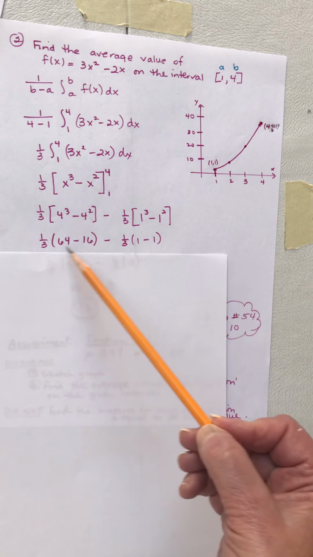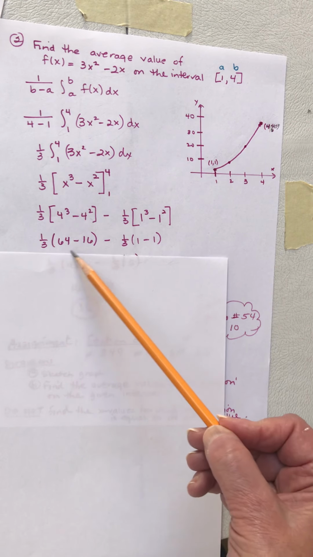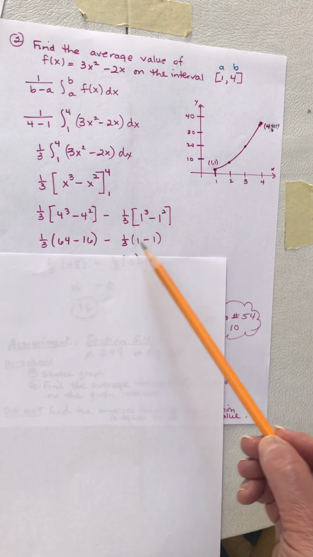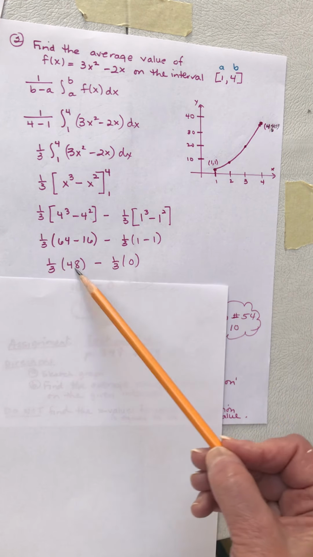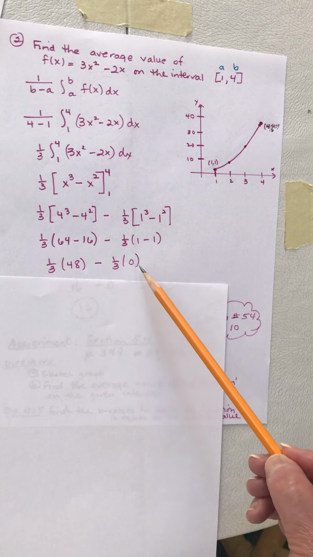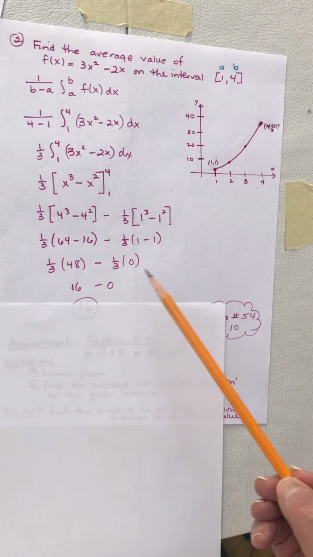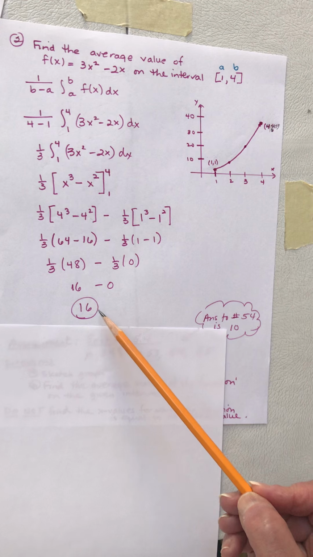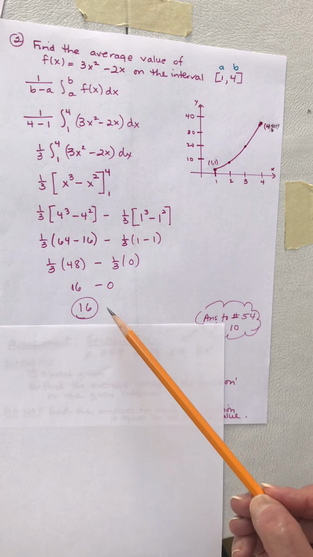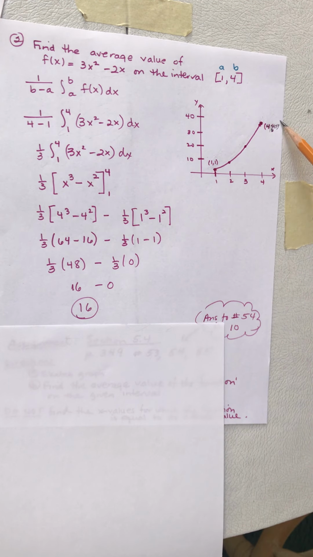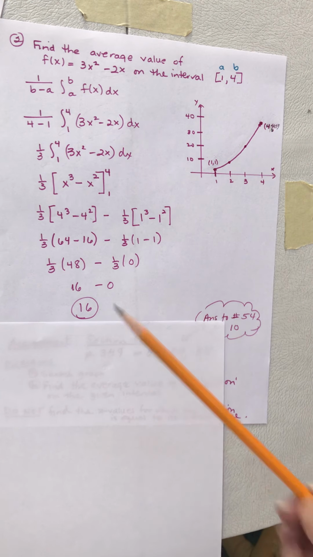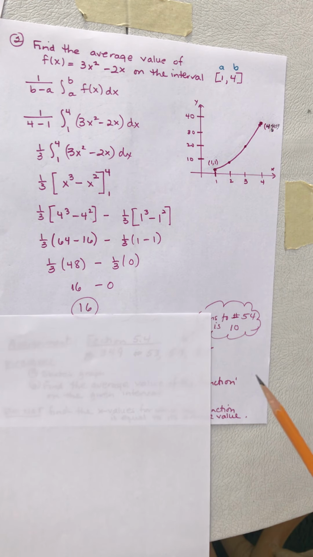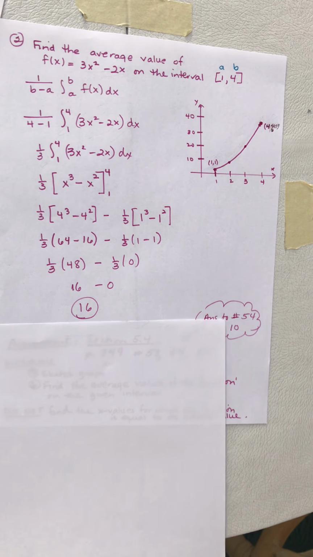And we simplify this. We'll get 1/3 of 64 minus 16 minus 1/3 of 1 minus 1. That gives us 1/3 of 48 minus 1/3 of 0, which ends up being 16 minus 0, or 16. So our average value does fall between 1 and 40, and that would be 16. All right, so there you go. I hope you followed that.